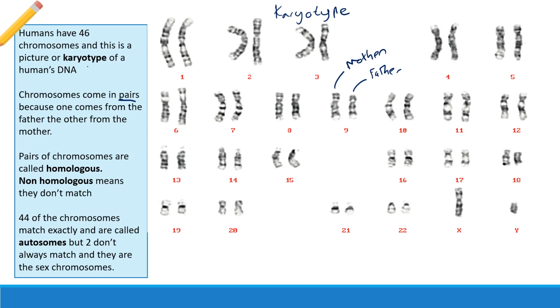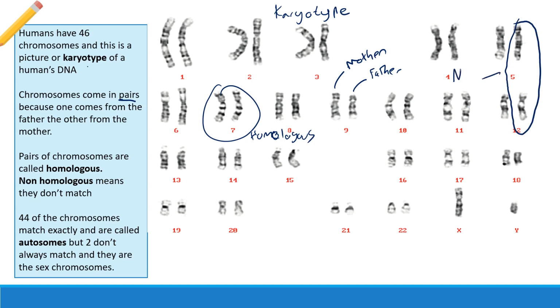Pairs of chromosomes are called homologous, and non-homologous means they don't match. So that means, for example, these two here at number 7, they are homologous. If I can spell homologous. Now, if I took these two over here, they would be non-homologous. They are different lengths. One is much longer than the other. And they have different pairs, so they come from different groups. So that's why we call them non-homologous.